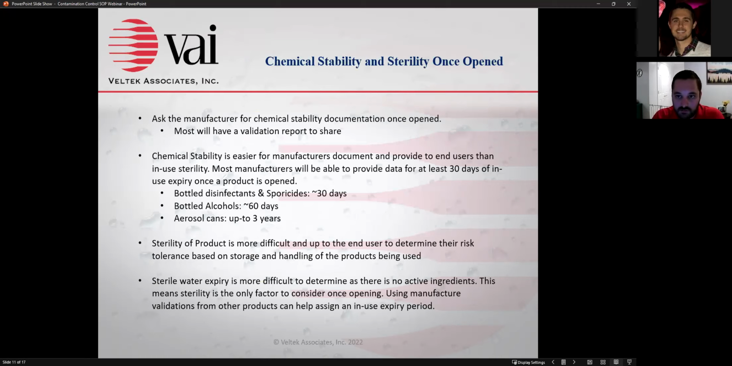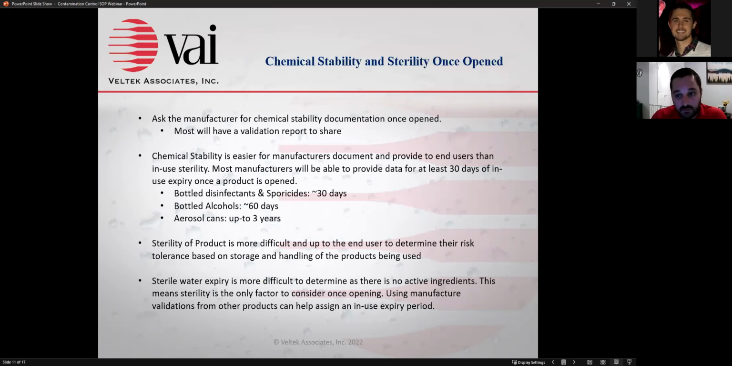The chemical stability once opened. Again, ask your manufacturer about the chemical stability. They really should have validation reports showing they've done studies, to have this information available to you. So ask them first. Don't spin your wheels trying to find it somewhere. Usually it's something you have to ask for. Sometimes they'll send it to you if you're involved in a sales process with them. But if you're not, ask for that. They should have that documentation.